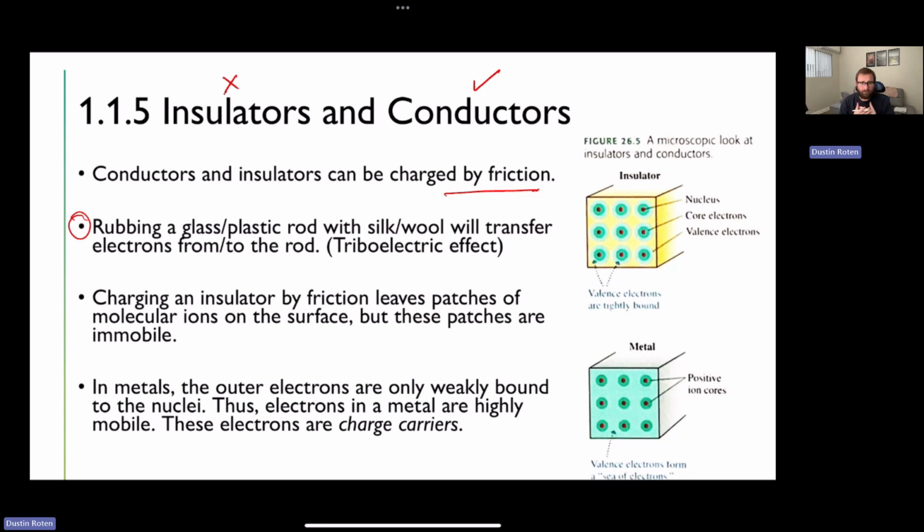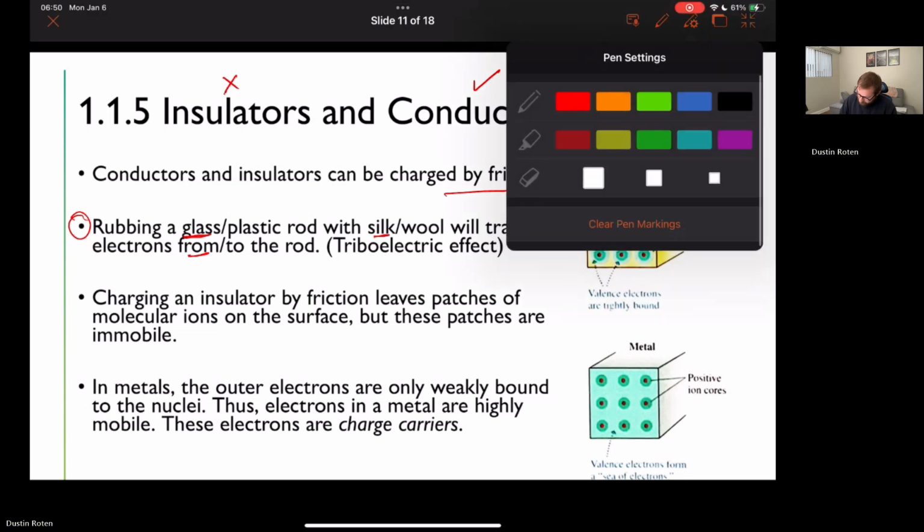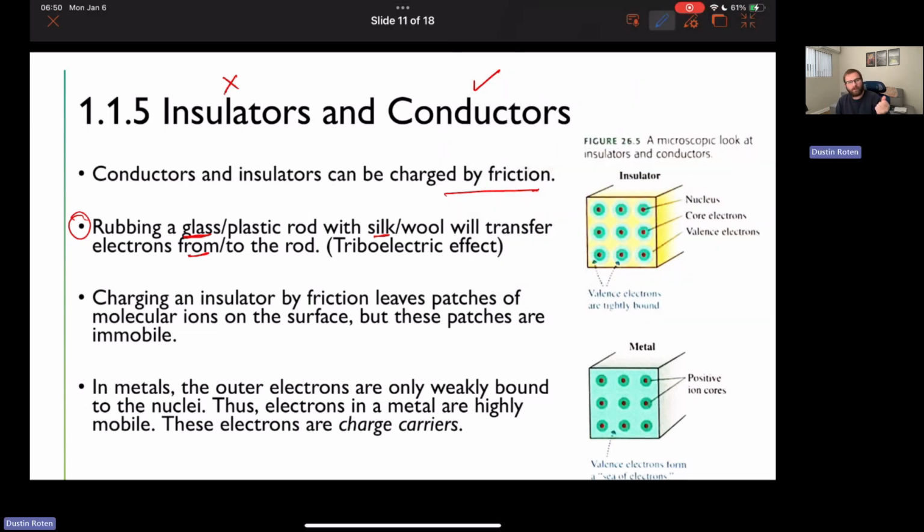So if you rub a glass rod with silk, you transfer electrons from the rod. So we're taking electrons from the rod using silk, and it's a glass rod. But if you rub a plastic rod with wool, you'll transfer electrons to the rod.